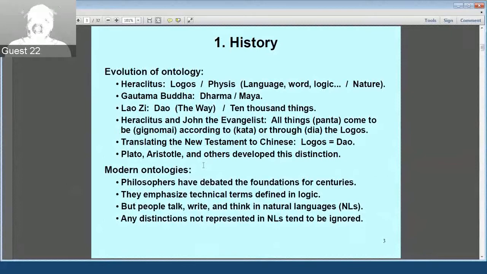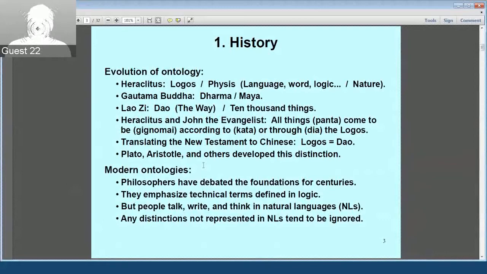Significantly, about 500 years later, John the Evangelist said, "All things, panta in Greek, come to be according to or through the logos." And when the New Testament was translated into Chinese, they translated logos as Tao. And Plato used these same distinctions. Aristotle built on them and changed them. And all throughout history, these distinctions have been cultural and universal. And I believe that this is fundamental to any kind of ontology.